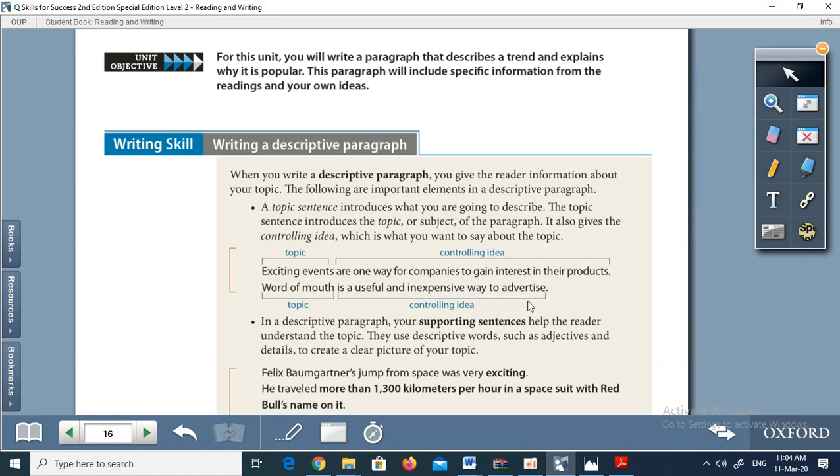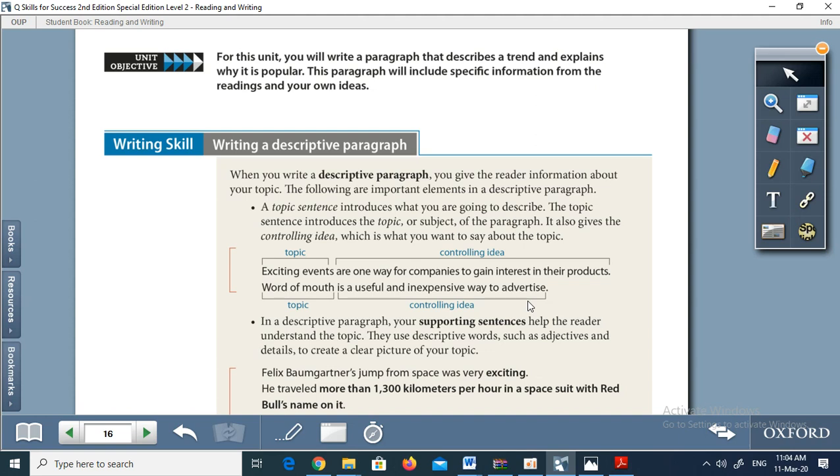Now, to write it, we start with the topic sentence. When you write a paragraph, you start with the topic sentence, to introduce your topic and give the main idea. And the easiest way to write this topic sentence is to give it a controlling idea after that.